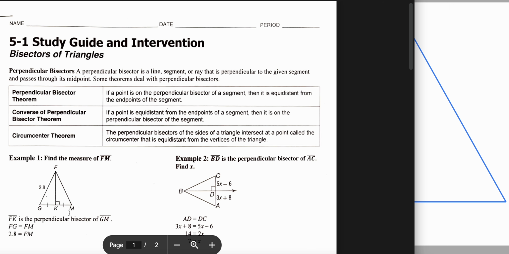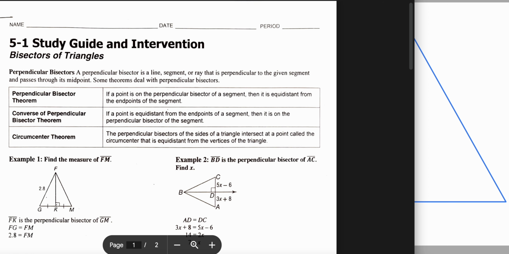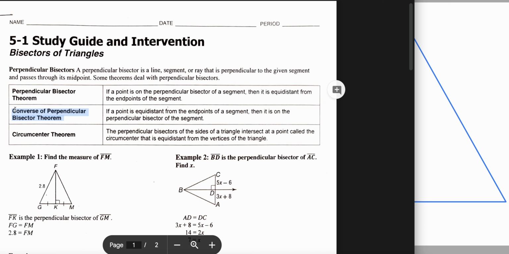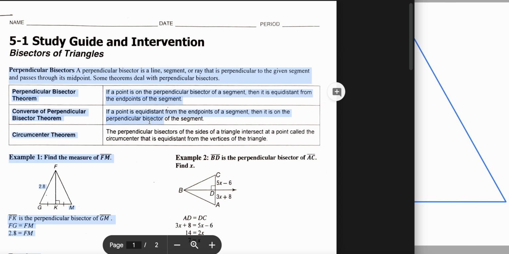and you're given that GK is congruent to KM, or you somehow find that to be true, and you don't know if KF is perpendicular to GM, well, the converse of the perpendicular bisector theorem lets us say that if GK and KM are congruent, then KF is a perpendicular bisector and it forms a 90-degree angle with GM. So that's what these two are about, right? And these two are going to help you solve these kinds of problems.